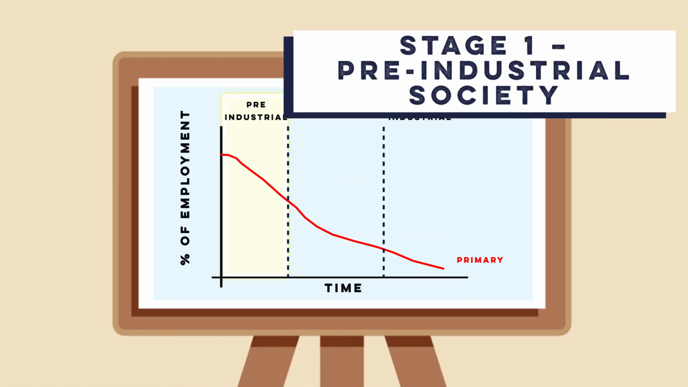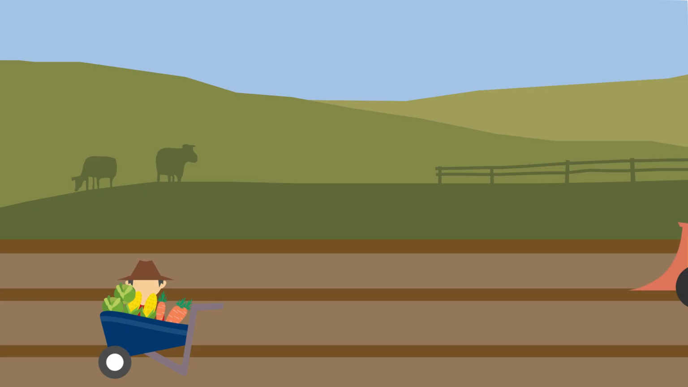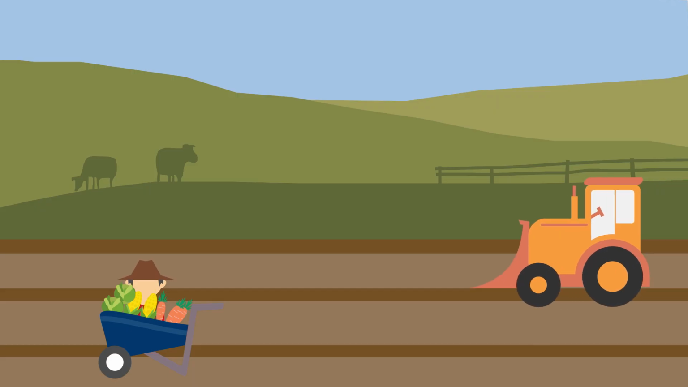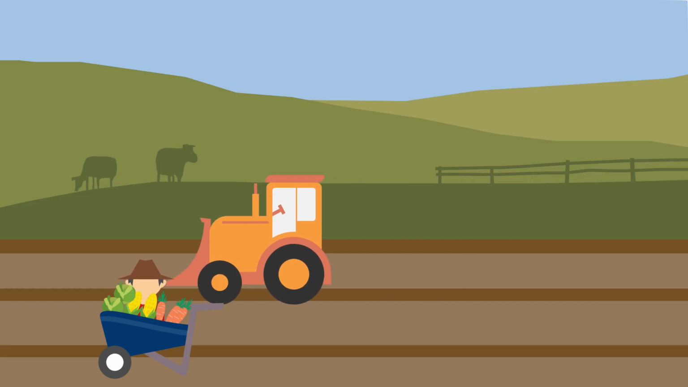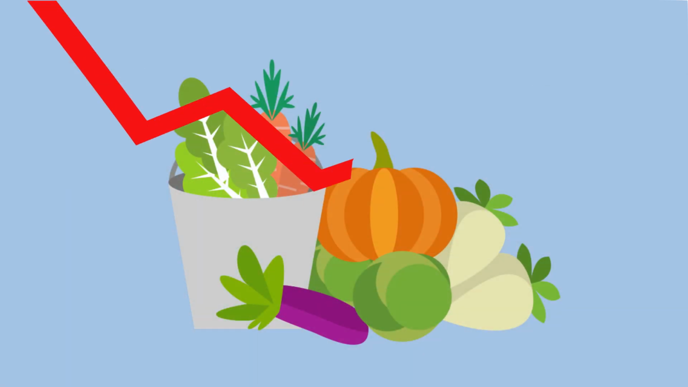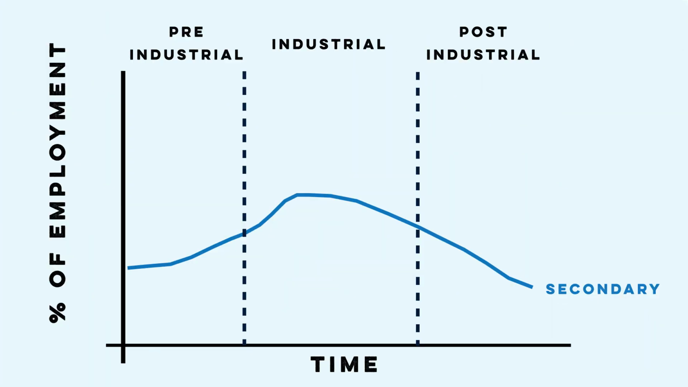In the first stage, the pre-industrial society, we see most people working in the primary sector. This is because there is limited technology, economies rely on agriculture and natural resources, and there is low productivity. Countries at this stage are typically low income or developing countries.